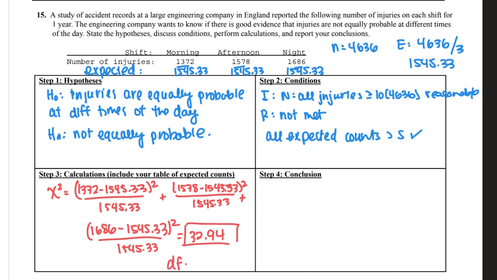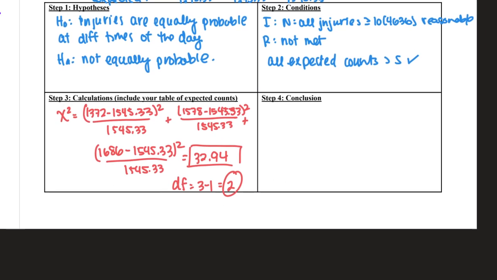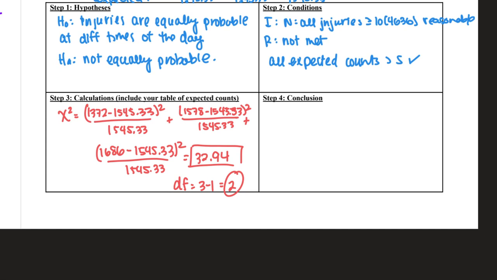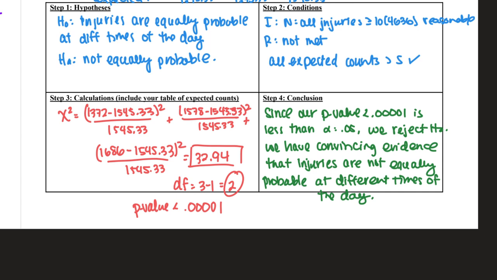For degrees of freedom, it's going to be 3 minus 1, which is 2. So now we're going to use the p-value calculator on that website. When we do that, it gives me a p-value of less than 0.00001. In other words, our p-value is very, very small. So then we're going to write out our conclusion in context. Since our p-value is less than 0.00001, which is less than alpha 0.05, we reject the H0. We have convincing evidence that the injuries are not equally probable at different times of the day.